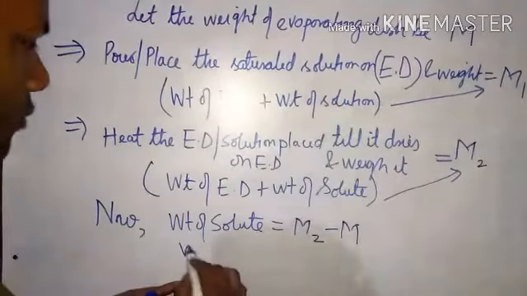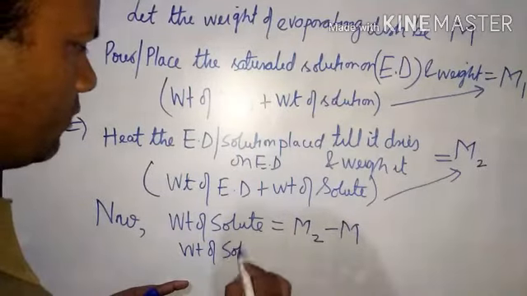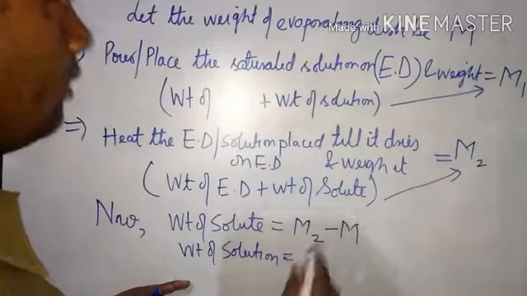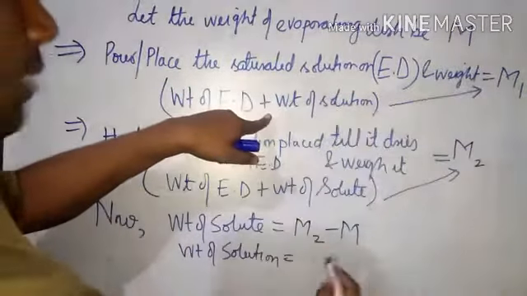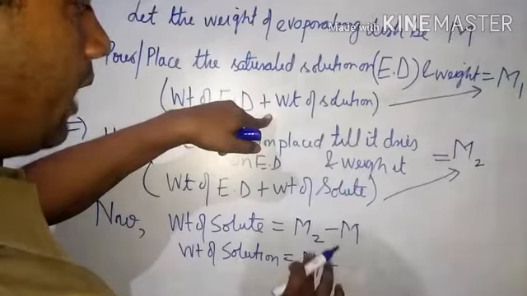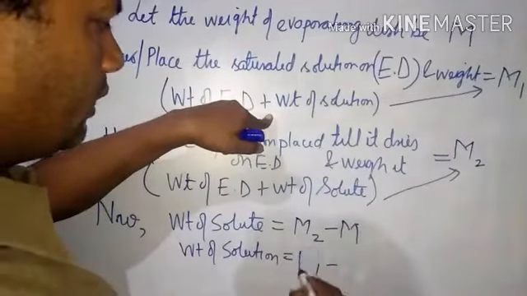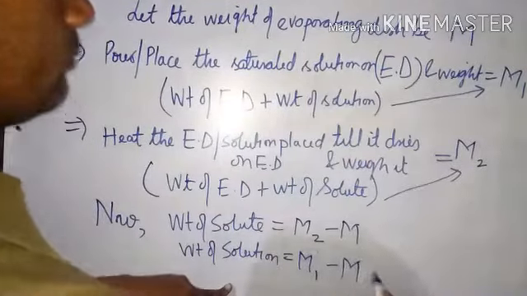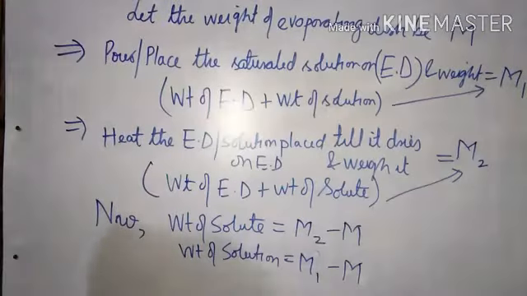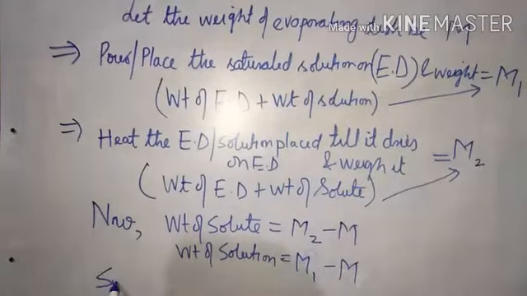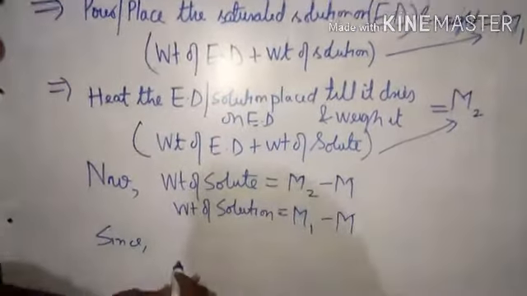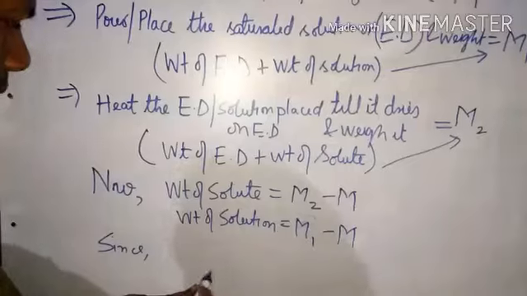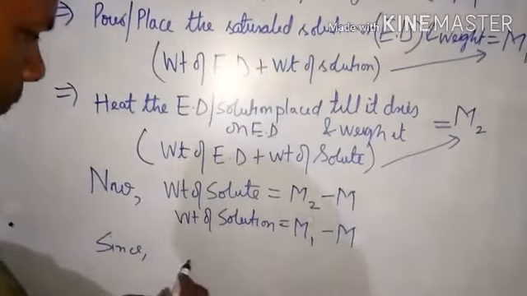Then again, what else can we get? The weight of solution we can get from the above information. So the weight of solution is the same pattern. This combined weight is M1, and if we subtract the weight of the evaporating dish, we will get the weight of solution, M1 minus M. Now we can get the weight of solvent also, since I am taking each and every step to make everybody understand the process.